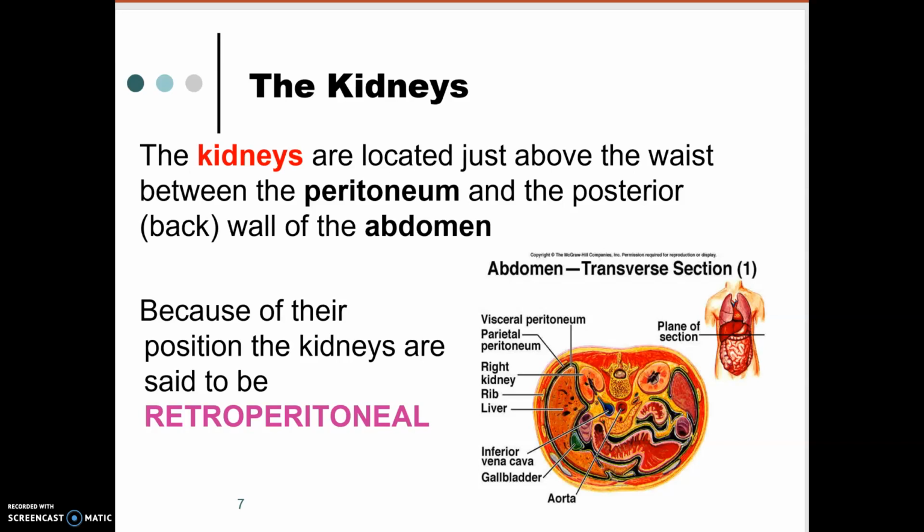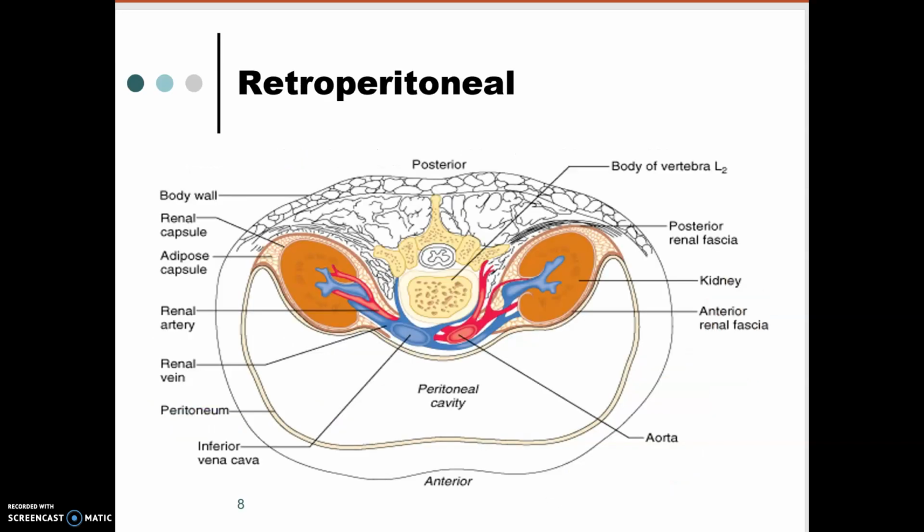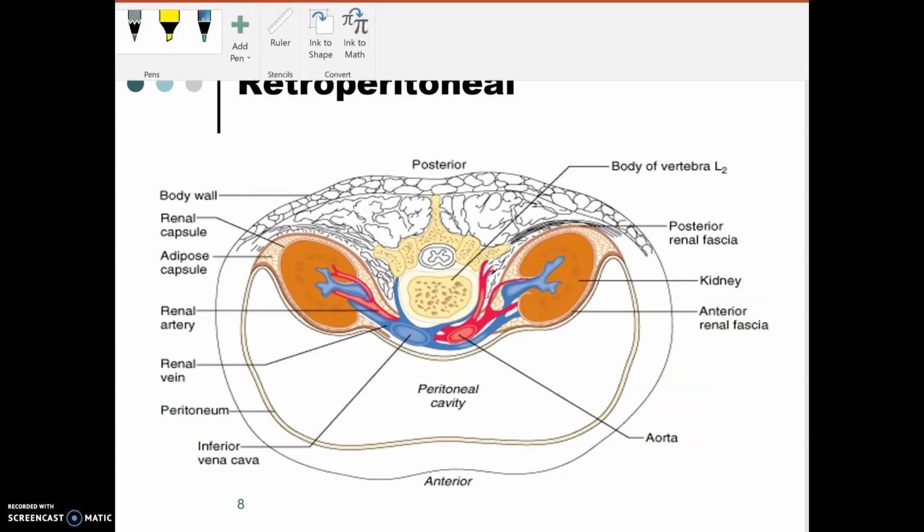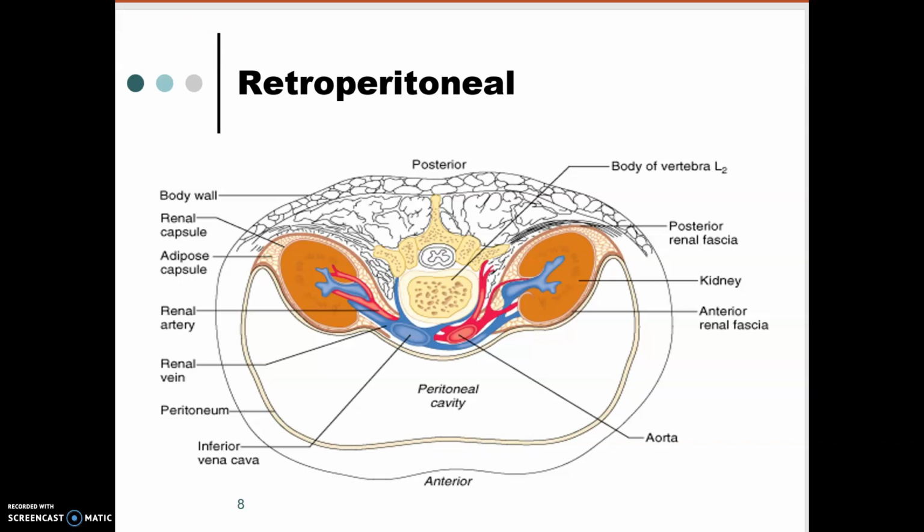And this picture down here is not quite as clear, but if I go to the next one, we get a good idea of where the kidneys are located. So here is the peritoneal cavity right here, this yellow line. And then the kidneys are behind that, so that's where we get the term retroperitoneal.